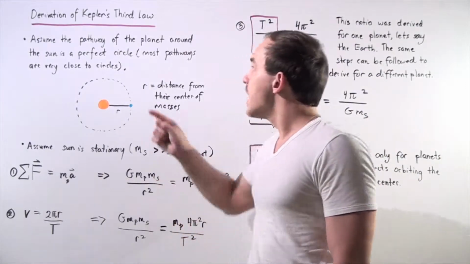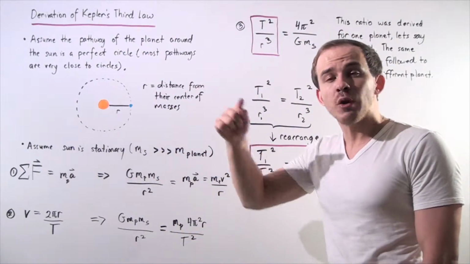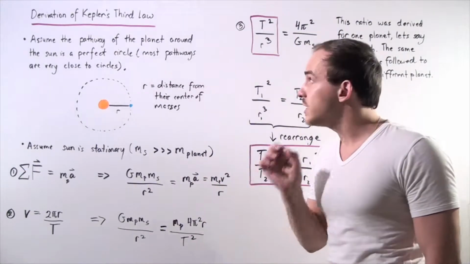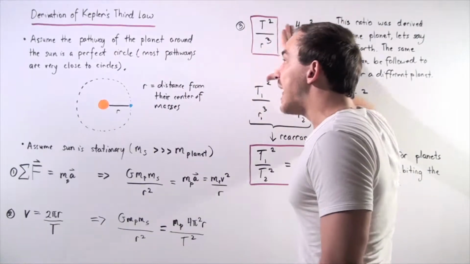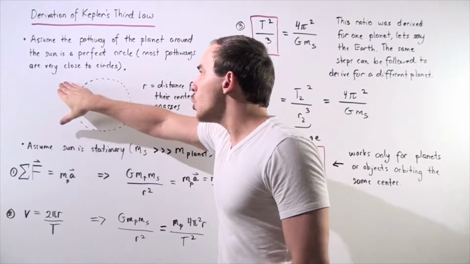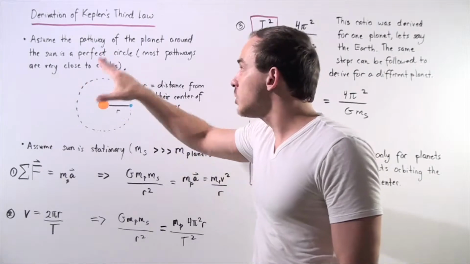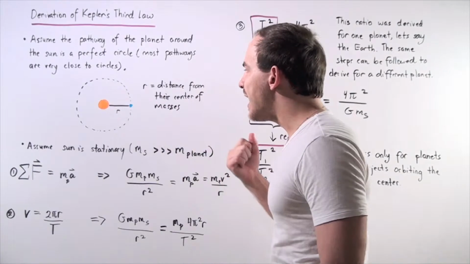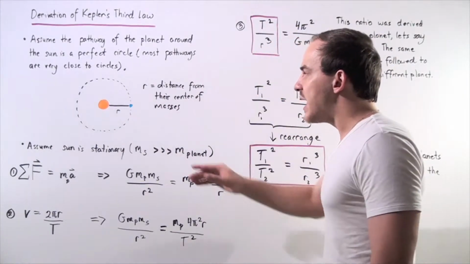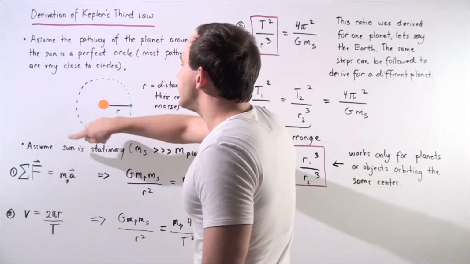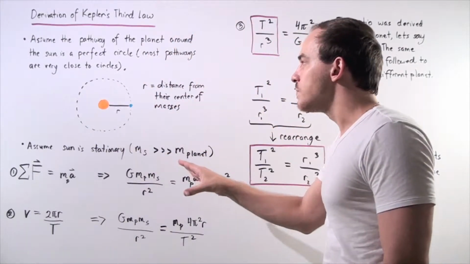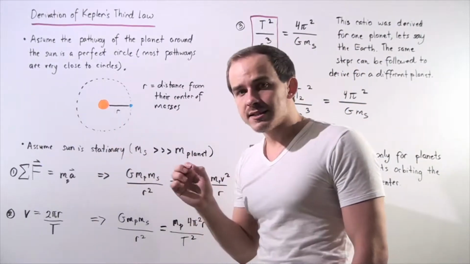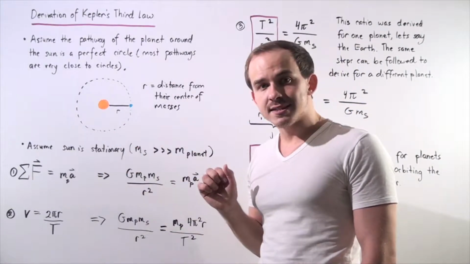Assumption number one: the pathway of the planets around the sun is a perfect circle. And this is a good assumption because most pathways of the planets around the sun are very close to being circular, are very close to circles. So let's suppose we have the sun and we have the planet. We're making the assumption that the pathway the planet takes around the sun is a perfect circle, where this r is the radius of the orbit, this r is the distance between their center of masses.